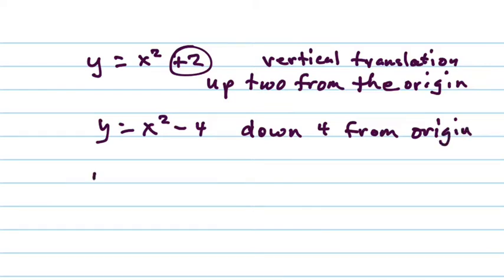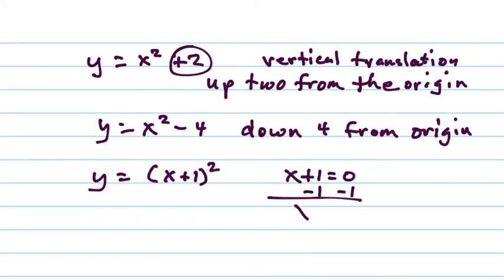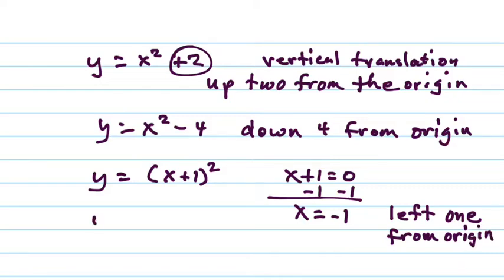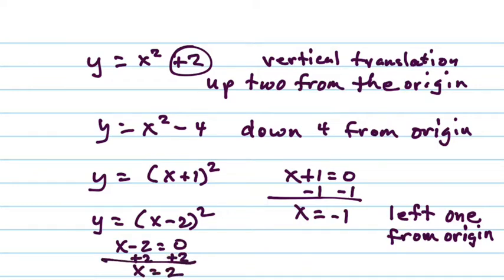Okay? Then we talked about when we have y equals x plus 1 quantity squared. So it's in that parentheses, in the bracket, sorry. And that means that it's going to be a shift from side to side. So take your x plus 1, set it equal to 0, and solve. It gives you x equals negative 1. So that means it's going to go to the left 1 from the origin. Okay, just going to move the whole thing over. So if you have y equals x minus 2 squared, again, x minus 2 equals 0, add 2 this time, you get x equals positive 2, so that means it's going to go to the right 2 from the origin.